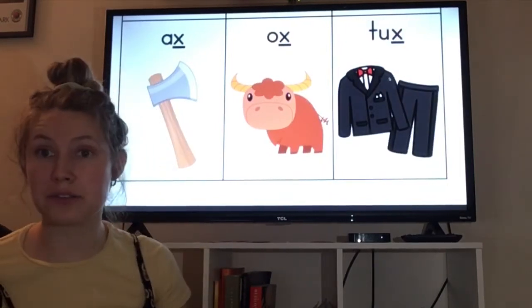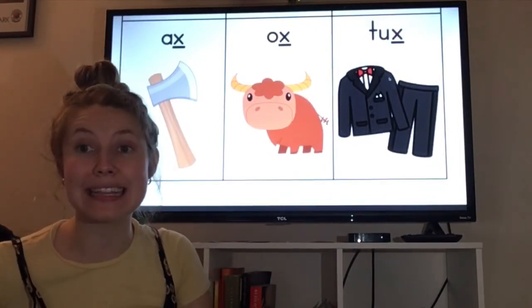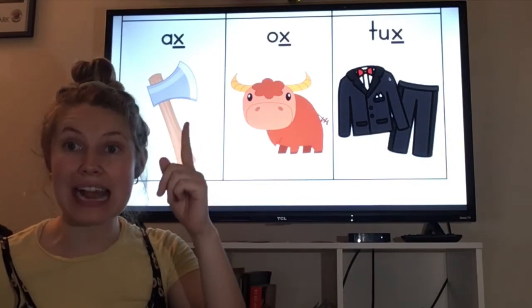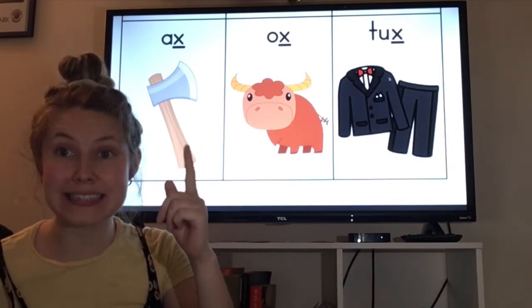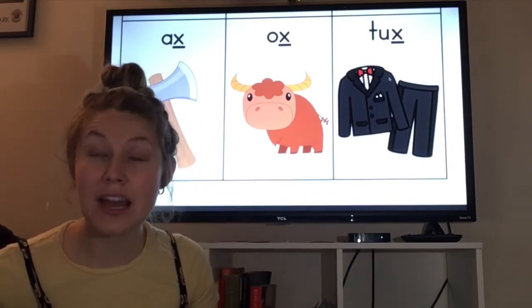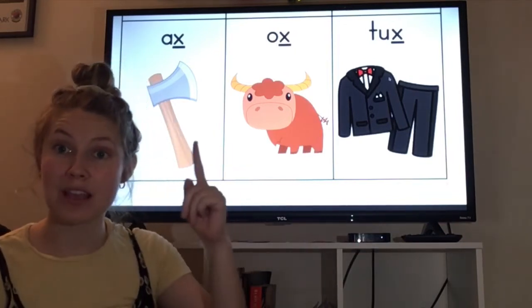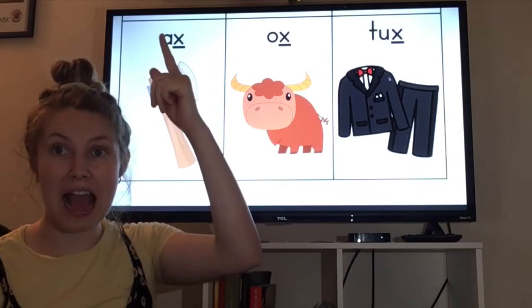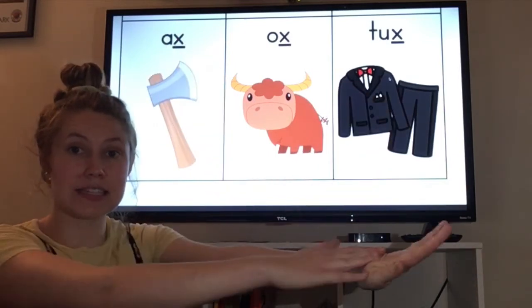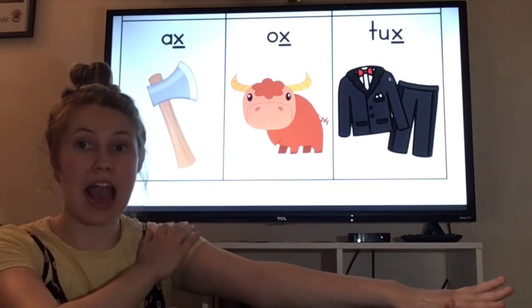Here's some more X words with X at the end of the word. Axe. Like in Little Red Riding Hood, the woodcutter used an axe to chop down wood. The X sound is at the end of the word.